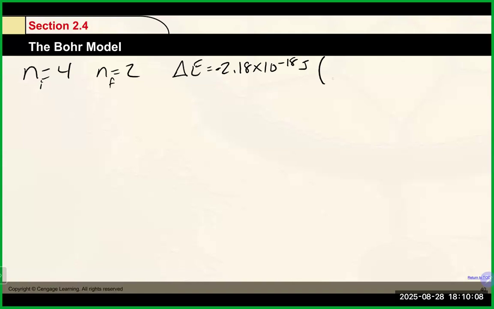All right, let's take a look at the next one. That was 4-2, I think. Yeah, if I'm not mistaken. So initial 4, final 2 will start the same way. Change in energy equals minus 2.18 times 10 to the minus 18 joules, 1 over 2 squared minus 1 over 4 squared. And that's going to get me here.